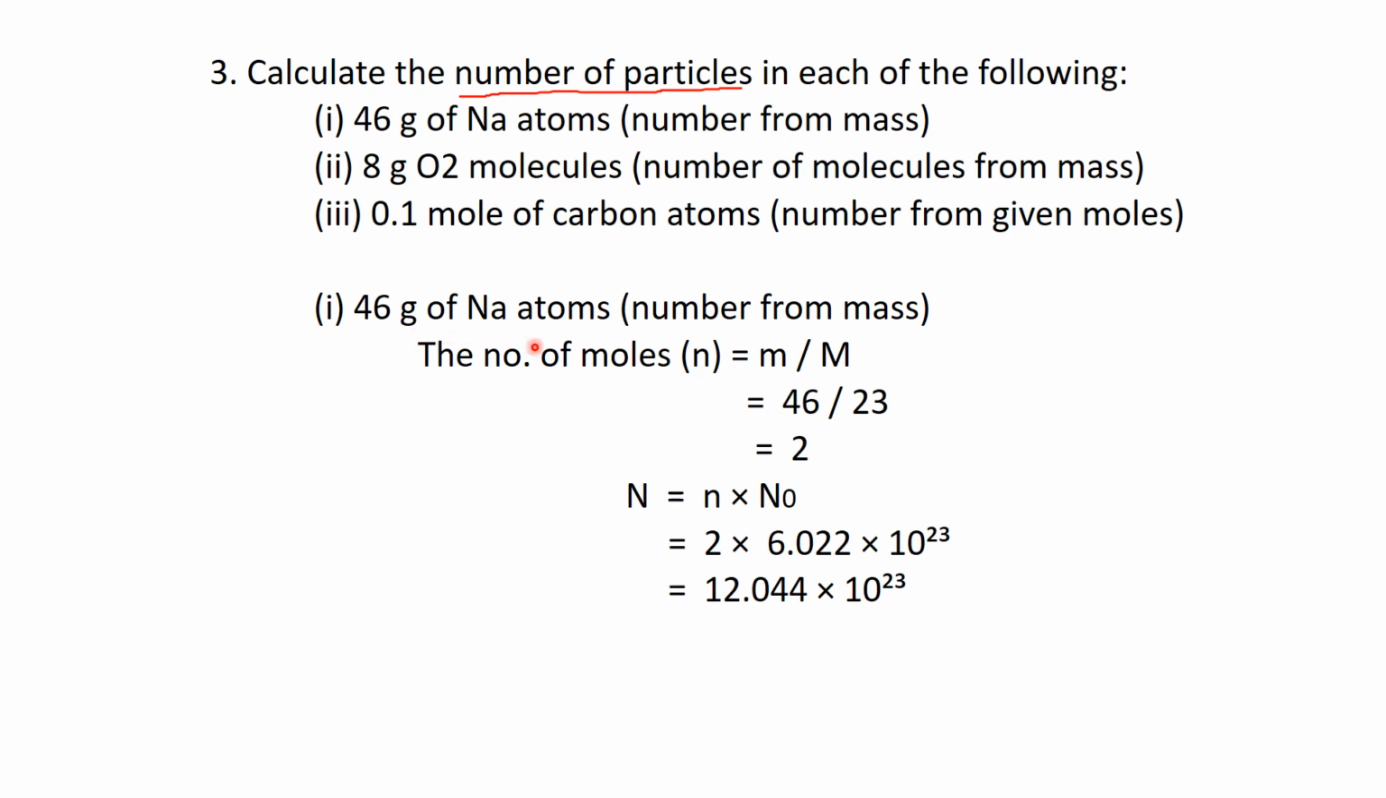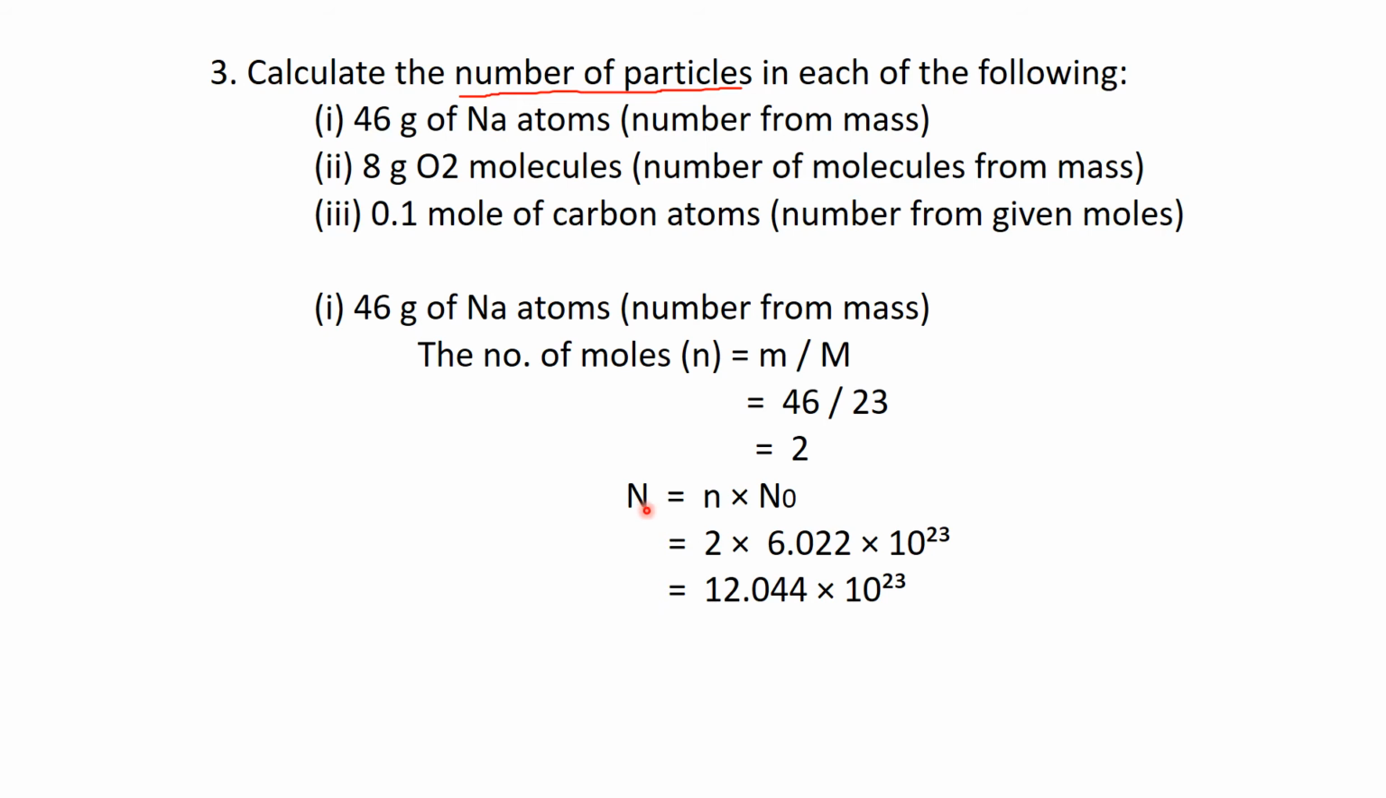46 gram of sodium atom, right? So the number of moles, that is n is equal to small m upon capital M. What is the given mass here? That is 46 gram, right? What is the molar mass? The molar mass of sodium is 23 gram. So 23 twos are 46. So the number of moles is equal to 2, right? But you have to find the number of particles. So for number of particles, what will you do? You know that the number of moles is equal to given number of particles upon Avogadro number.